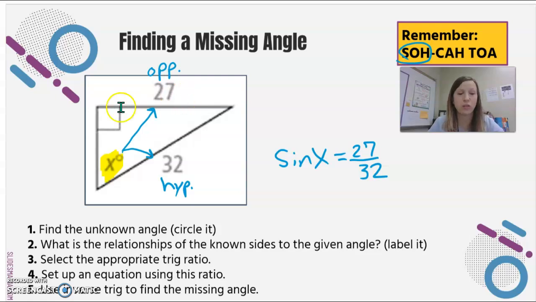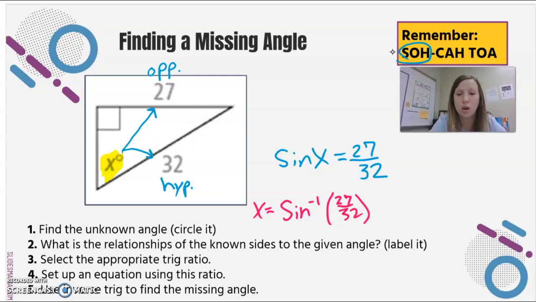So we have done the first 4 steps already. We found the unknown angle. We found the relationships of the two sides that we do know to that angle, opposite and hypotenuse. And we determined which trig ratio to use and set up an equation. Now to actually find x, the angle, we need to use inverse sine. So inverse sine, to find x, we would find the inverse sine of that ratio.